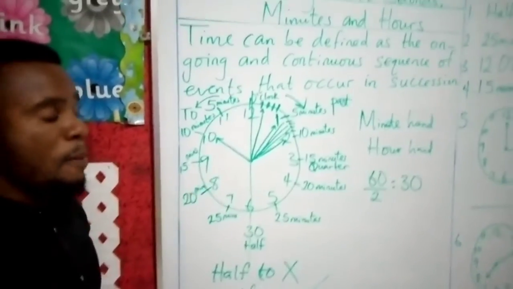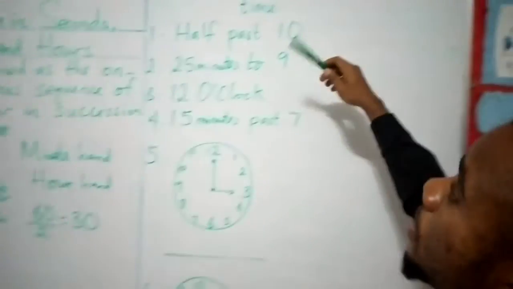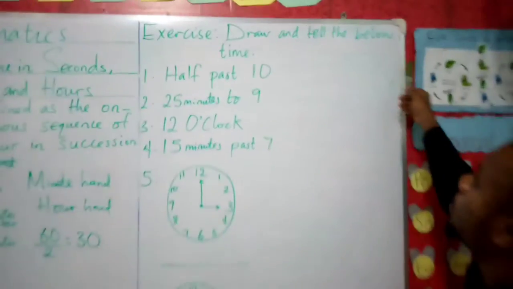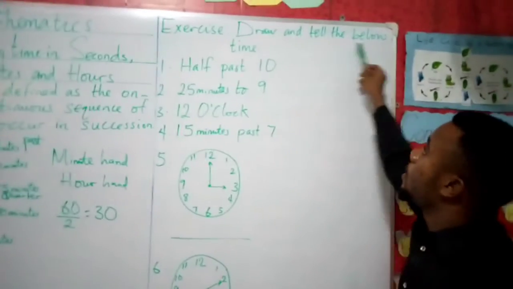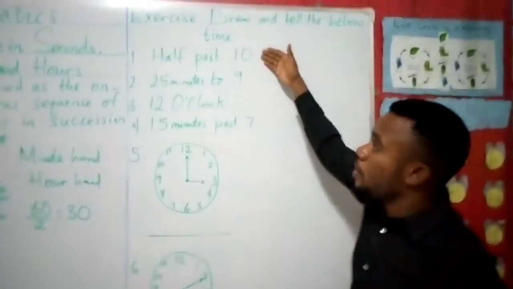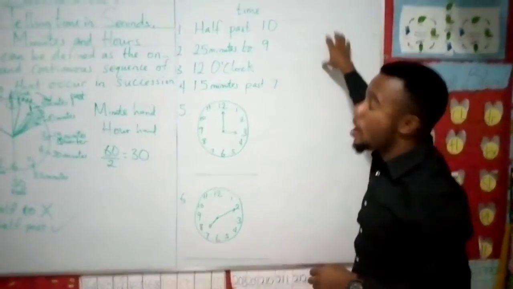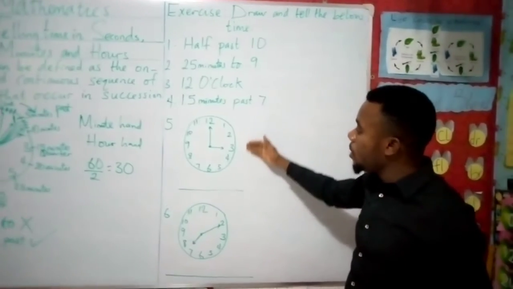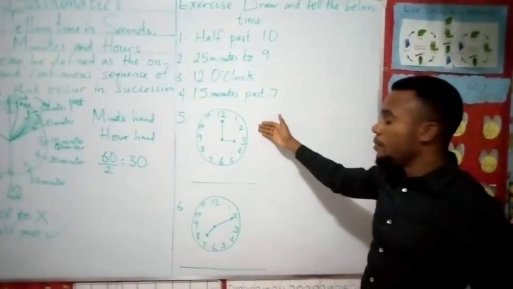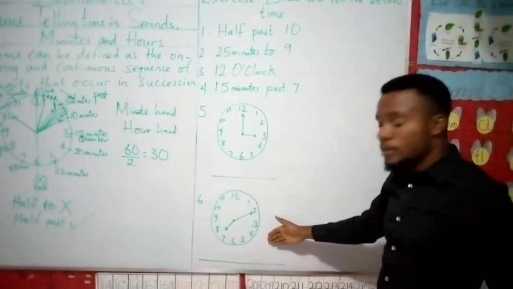Now with this, I believe we can solve this exercise over here. The exercise says we should draw and tell the below time. In this aspect, we are asked to draw this time, and we have to fix the hour and minute hands. In this one, we have to tell what time this is. You can see that they've drawn this already. We have to tell the time.